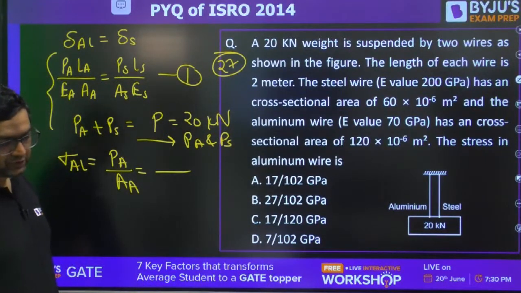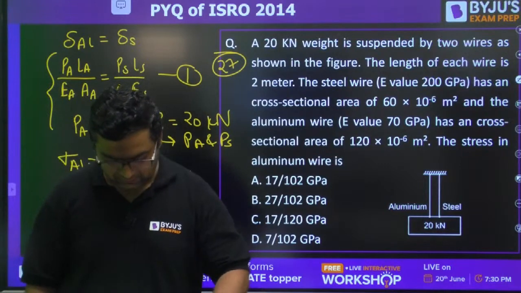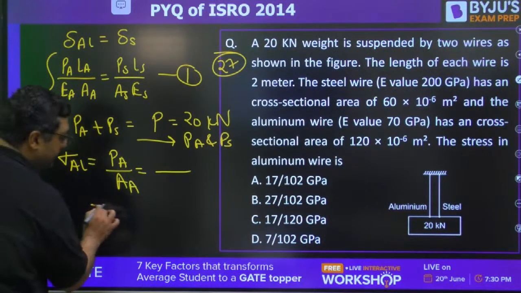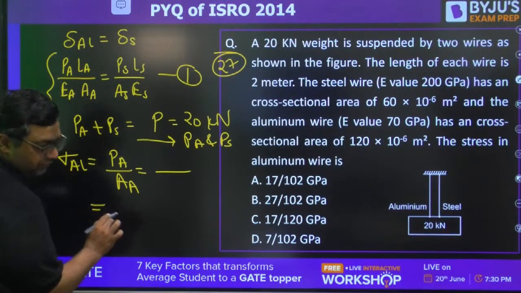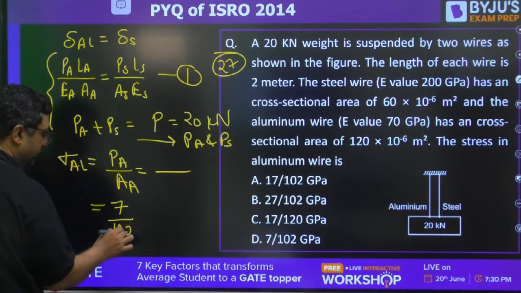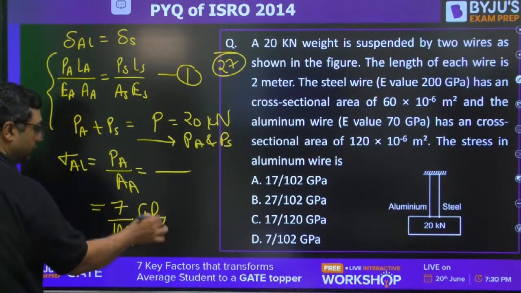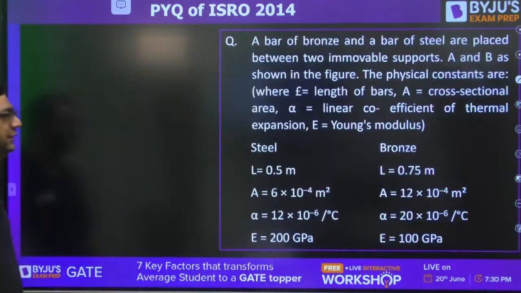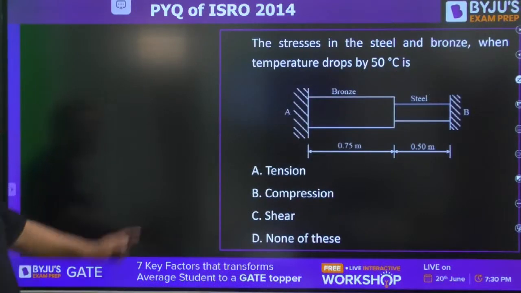What would be the answer for this one? Shall I give you the answer? You will get this, 7 by 102 GPA. So the answer will be D. This is the last question actually.